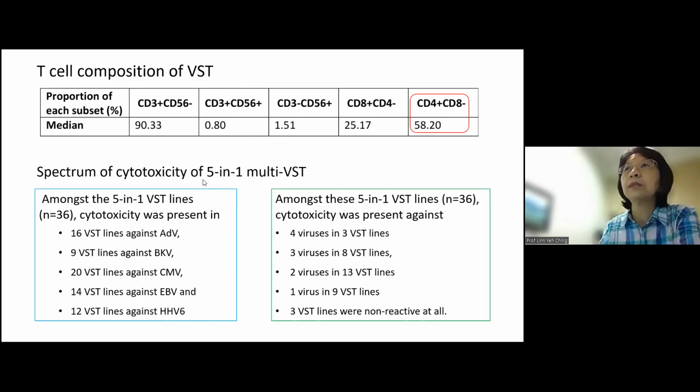So we ask the question, what is the spectrum of cytotoxicity of this 5-in-1 multi-VST? So amongst the 36 multi-VST lines, cytotoxicity was present in 16 lines against adenovirus, 9 lines against BKV, 20 lines against CMV, 14 lines against EBV, 12 lines against HHV6. So you get the idea that not every line is reactive against every virus. The next question is, how broadly do these multi-VST lines cover? Do they cover all viruses? So amongst the 36 multi-VST lines, 3 VST lines were cytotoxic against 4 viruses, 8 lines against 3 viruses, 13 lines against 2 viruses, 9 lines against 1 virus, and there are 3 lines that did not kill any virus.